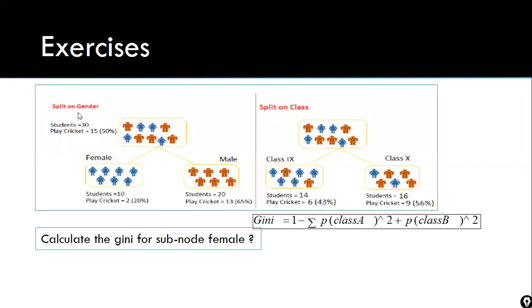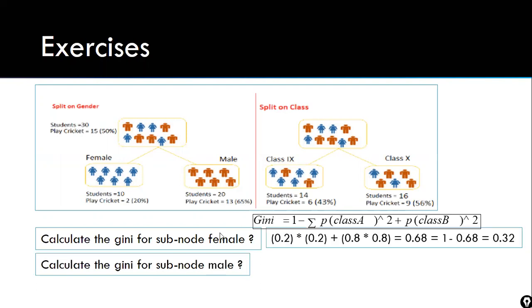Fine. This split happened based on the gender column. And the next one is class. We have another column called class in the data set. In this case, we have 9th standard and 10th standard students. If you sum these two, 30, right? So 9th standard we have 14 and 10th standard we have 16. For 9th standard, 6 students play cricket, whereas in the 10th standard, 9 students play cricket. So we are able to get the percentage. How many of the class 10 students play cricket? What percentage of class 9 students play cricket? We are able to get this from this.